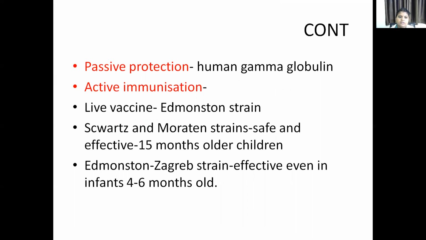For active immunization, the live vaccine previously used was the Edmonston strain, but because of allergic reactions, it is not used nowadays. The Schwarz and Moraten strain is also used, but it is effective only in people older than 15 months. Another vaccine was developed after the Schwarz and Moraten strain: the Edmonston-Zagreb strain is effective even in infants 4 to 6 months of age.